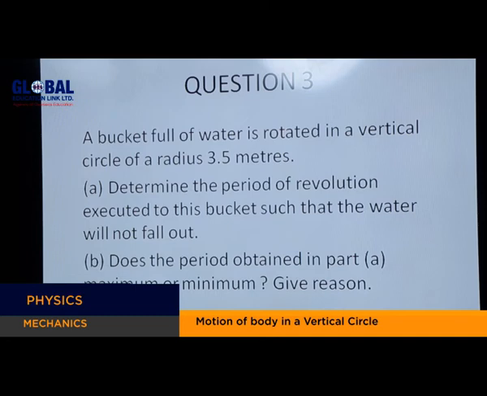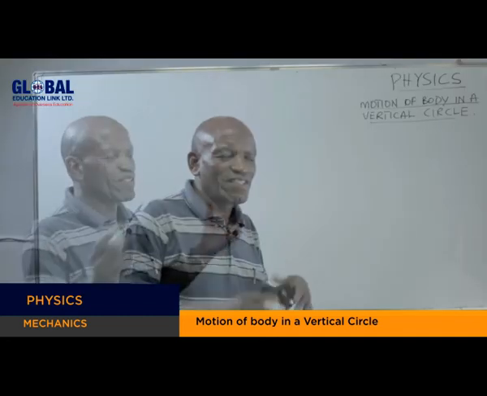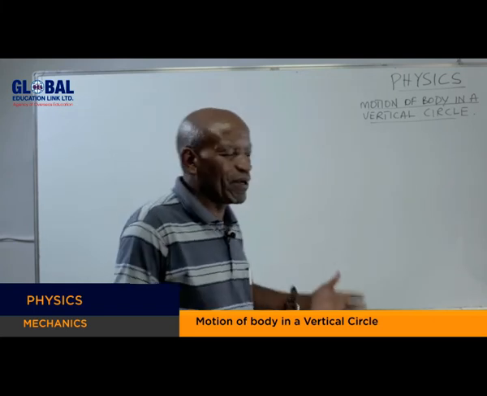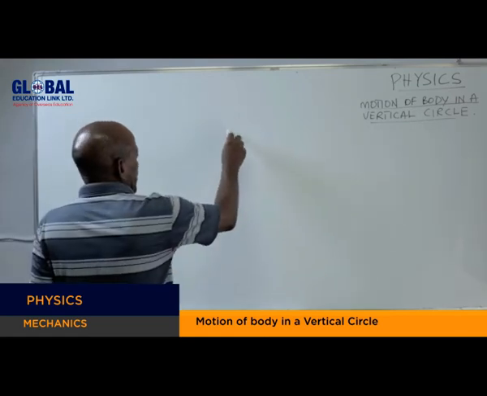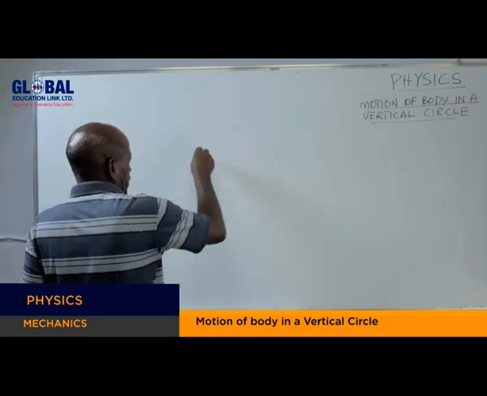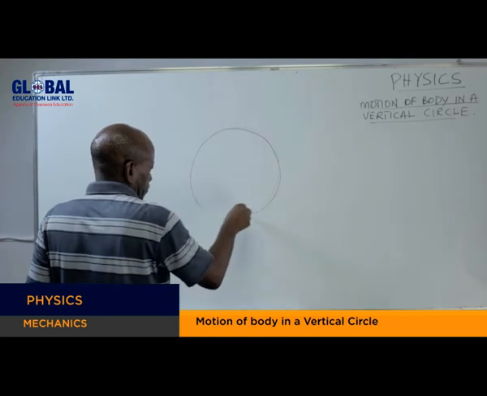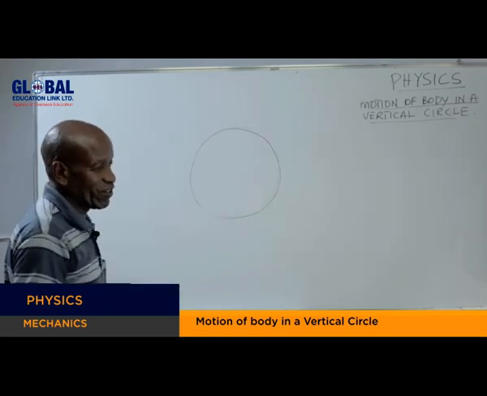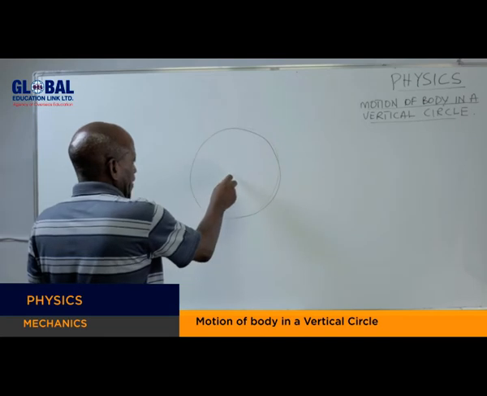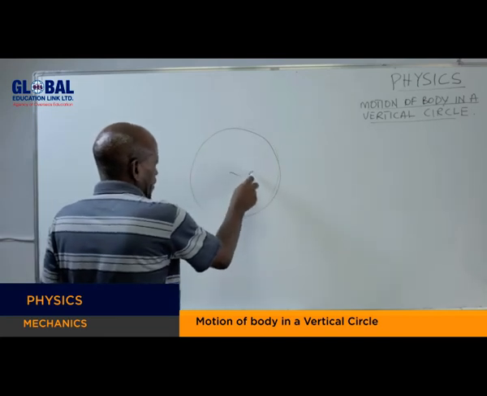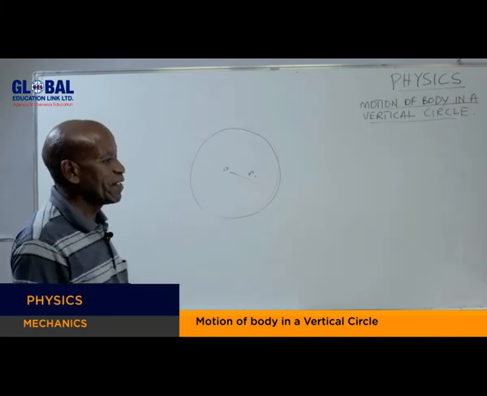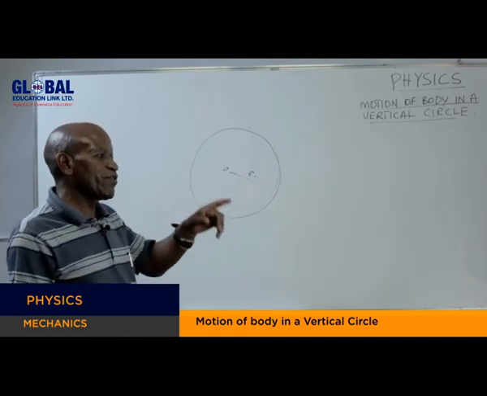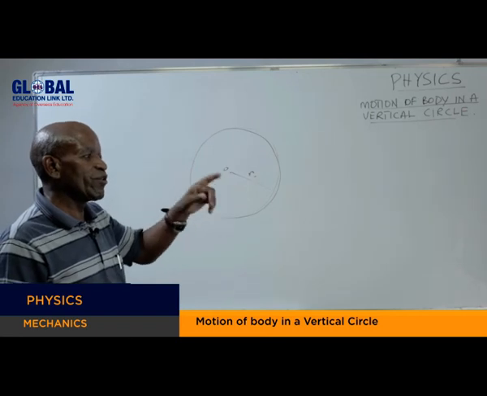Give reasons. You might fail to start somewhere, but I could give you something which you need to understand. If that is the bucket, which is moved in a vertical circle of that particular radius R from the center, you need to determine the period of revolution executed by this bucket such that the water will not fall out.